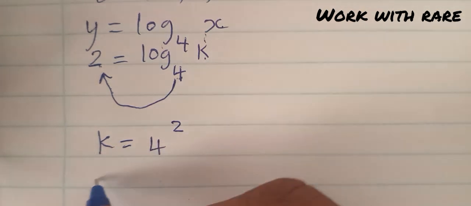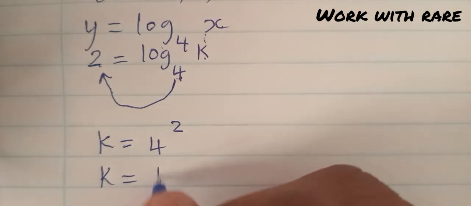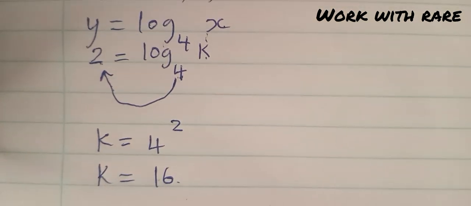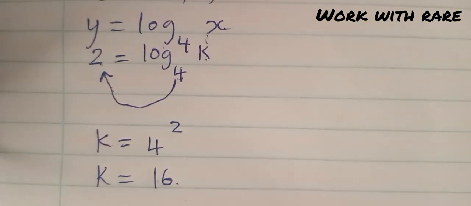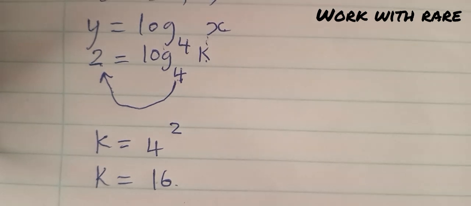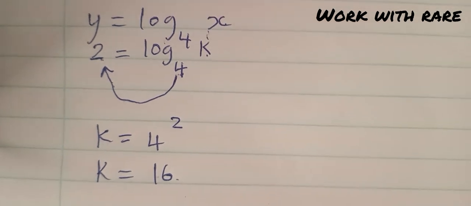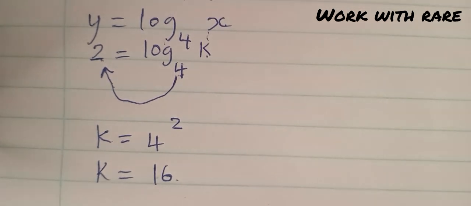So k then will be equal to 4 to the exponent 2, it's 16. So the value of k is 16, and we can see k is positive. Like we said on the first quadrant, that's why the x value should be positive. Okay, so k is equal to 16. That's our answer. Then you get 2 marks for that. You see, it's not difficult.